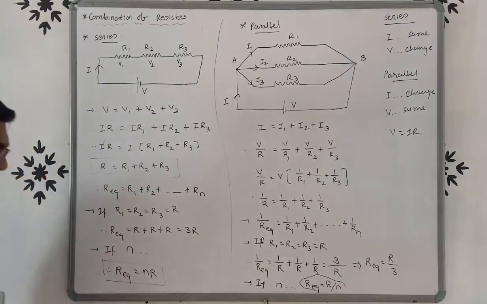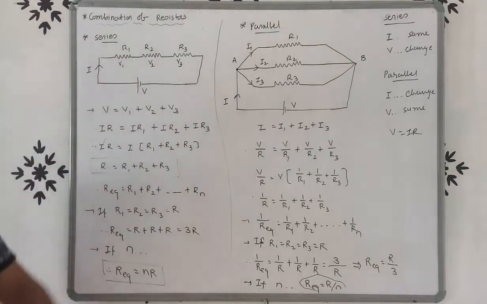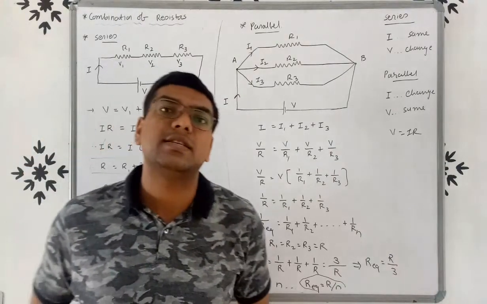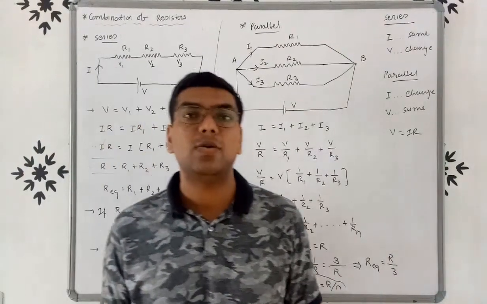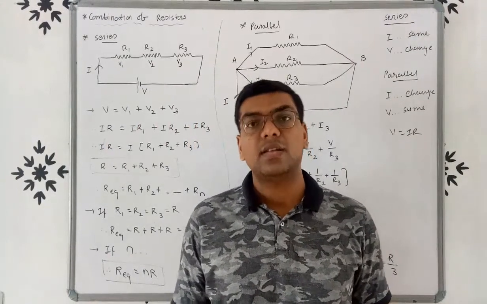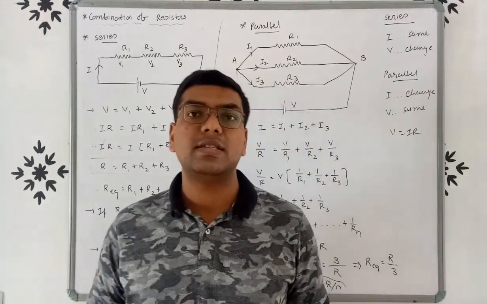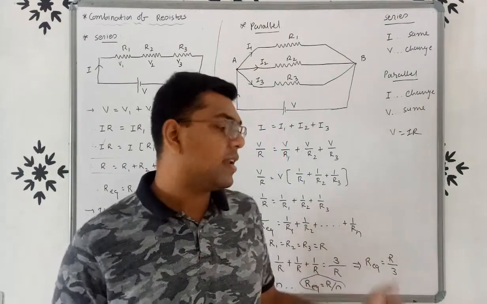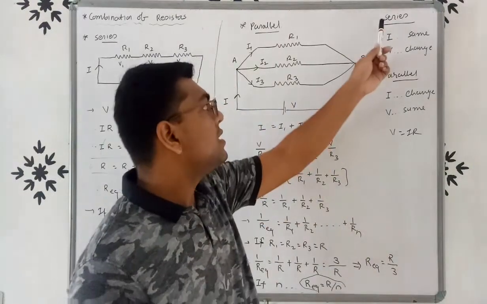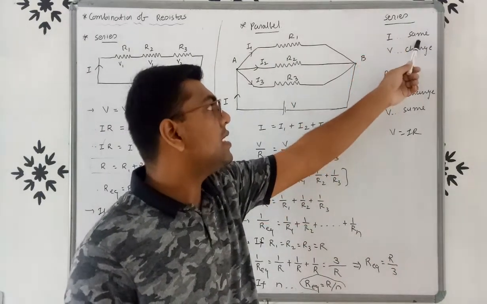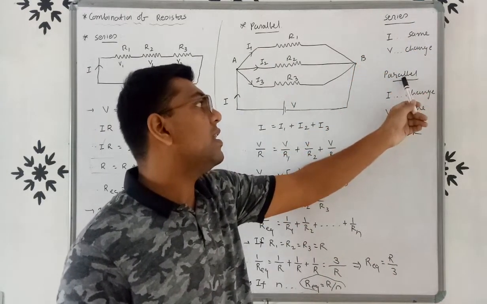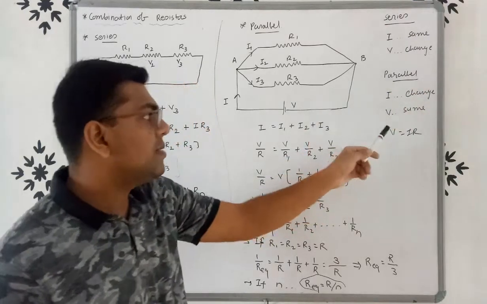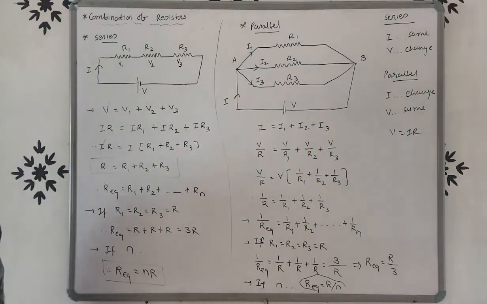Right? So this is the series and parallel combination of resistance. Friends, you have to remember the formula of equivalent resistance for series and parallel connection, and that for series connection current will be the same and voltage changes, and for parallel connection current will change and voltage remains the same. Right? So this is the series and parallel combination of resistors.